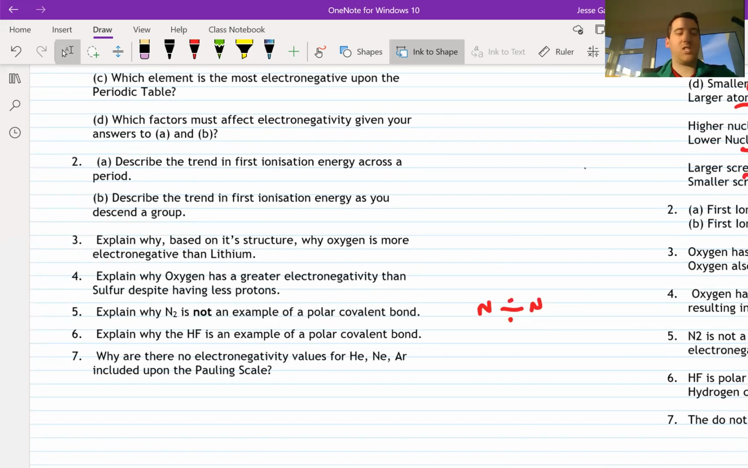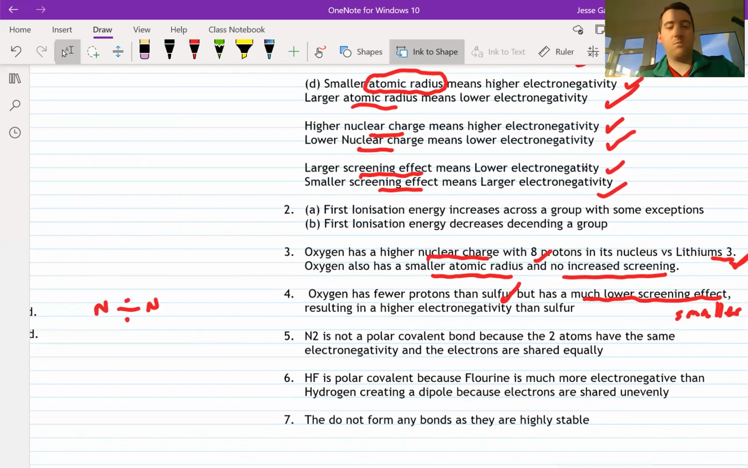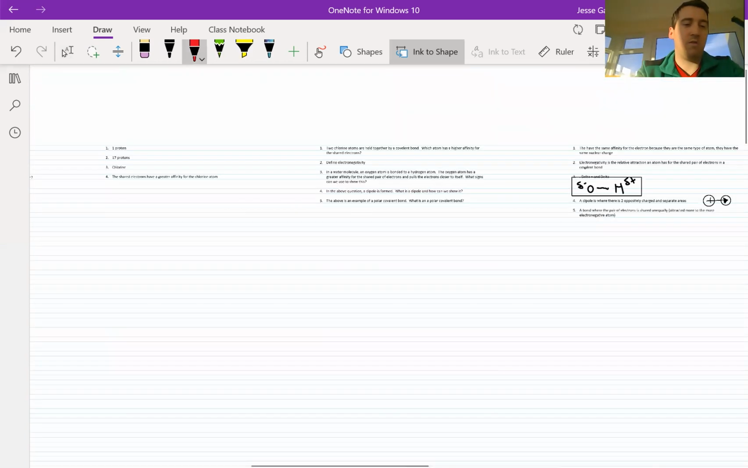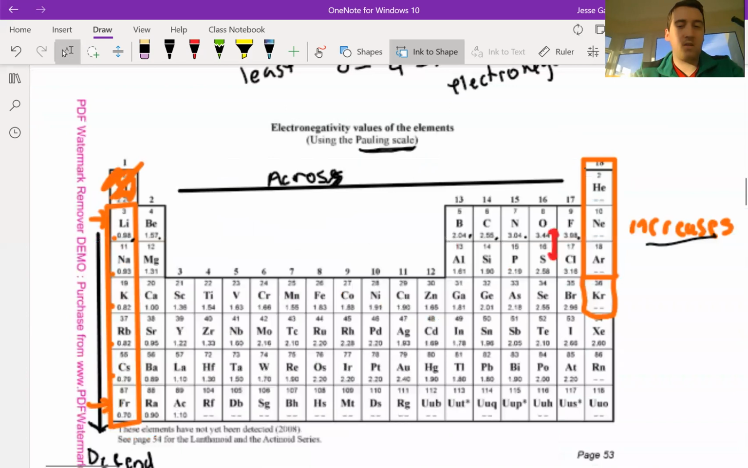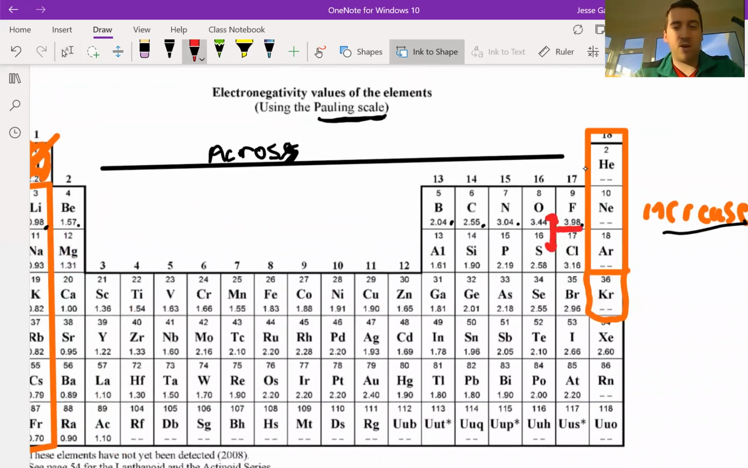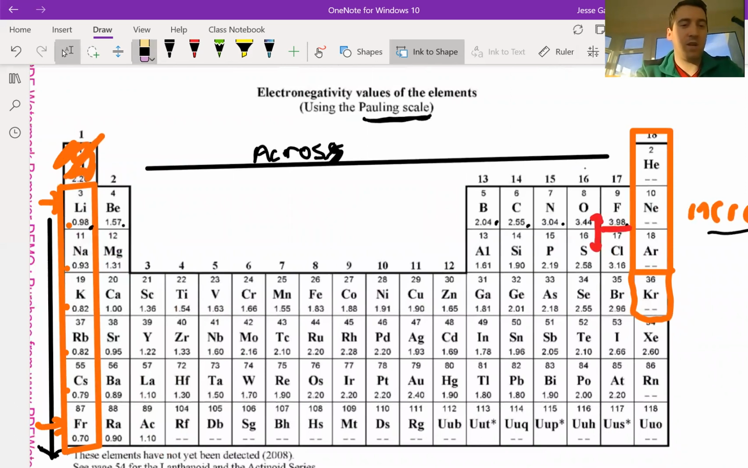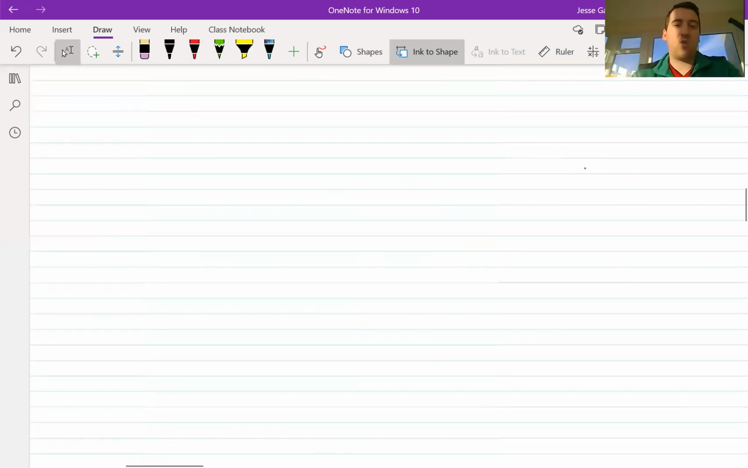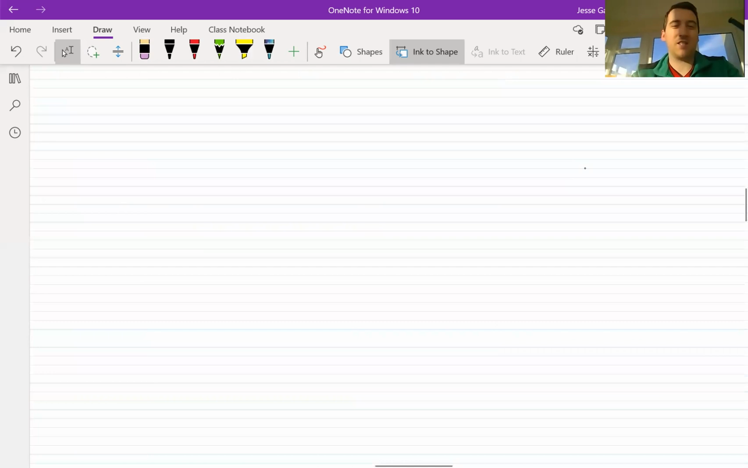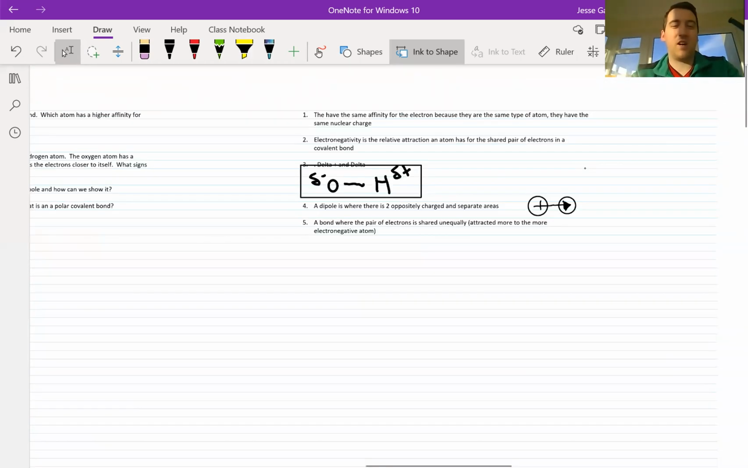What about HF? Why is HF an example of a polar covalent bond? Well, HF is polar covalent because fluorine is much more electronegative than hydrogen. Let's go check that out one more time over at the table. We've got fluorine, which has an electronegativity of 3.98, and we've got hydrogen, which has an electronegativity of 2.2. So you see there, that's quite a difference, a difference of about 1.78. So that's quite polar. That means fluorine has a much higher affinity for the electrons than hydrogen does.